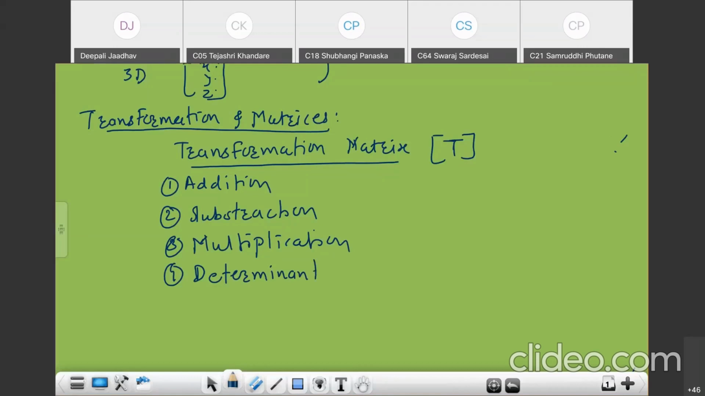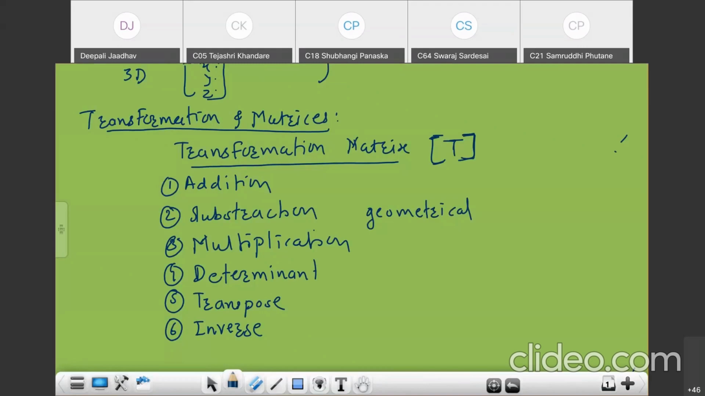Okay, then we can generate the transpose of a matrix and the inverse of a matrix. As all these operations are possible with the matrix, we use the matrix form for transformation purposes, known as a transformation matrix. It is a geometrical object which is represented as a capital letter T.